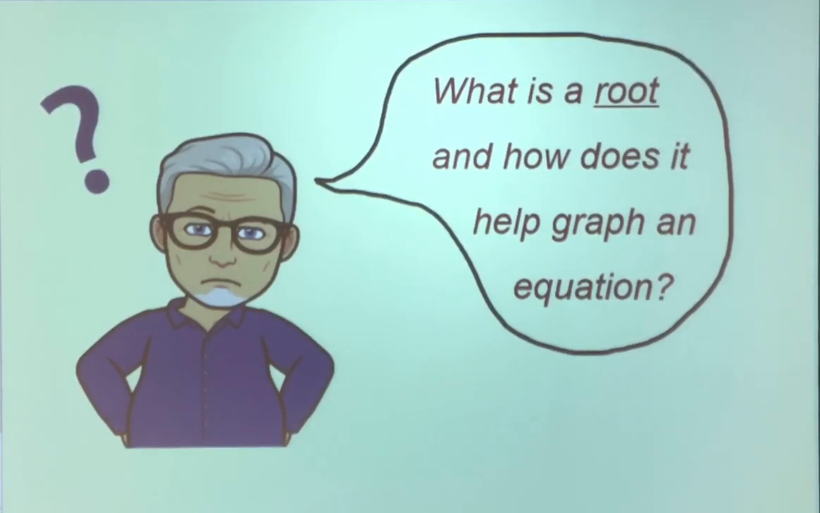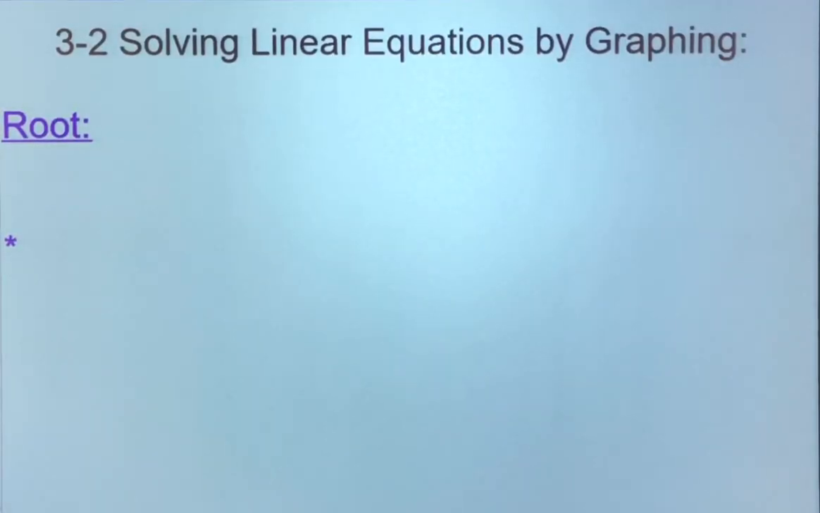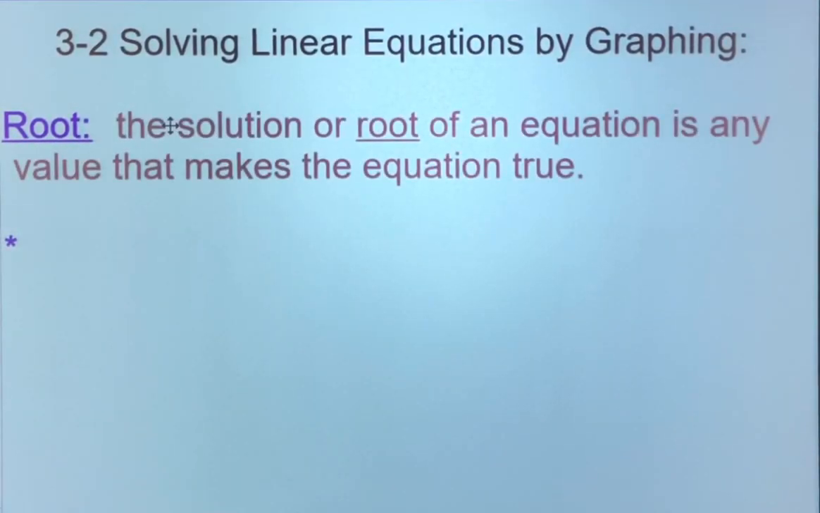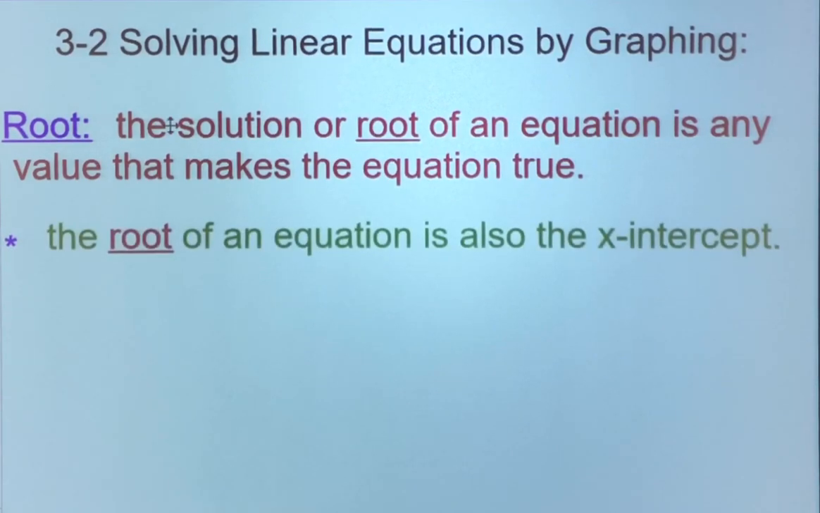Okay, today I'd like to talk about the root of an equation. So, what is a root and how does it help graph an equation? Well, the root of an equation is any value that makes the equation true. So, the root of an equation is also the x-intercept.